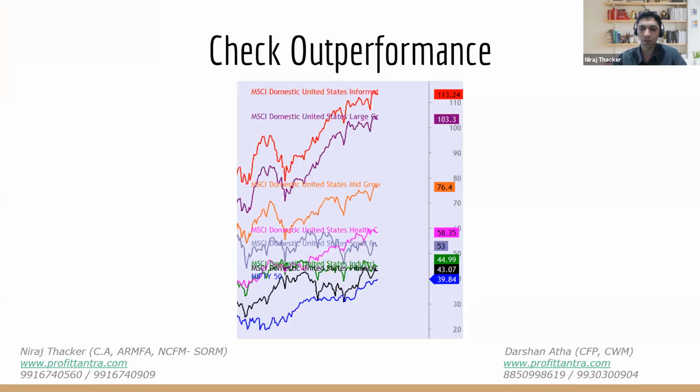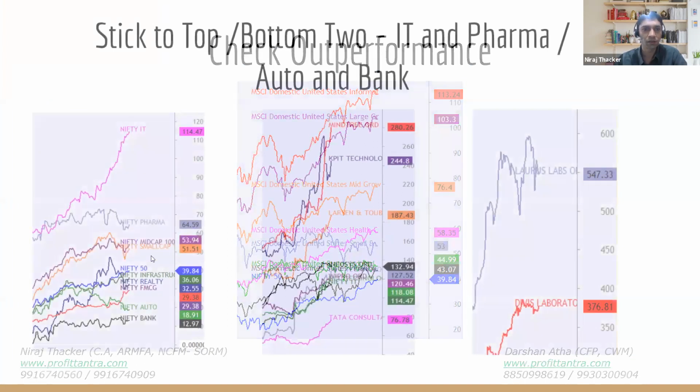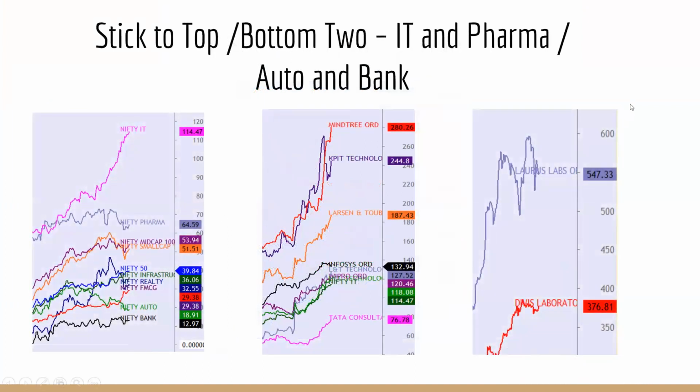So I'll share now. So you can see here. So Neeraj, I have one question. IT and pharma is now outperforming, but is there any further movement in that? I mean, how do we know that it will perform well in the future? So what will happen? If you see the history, okay.